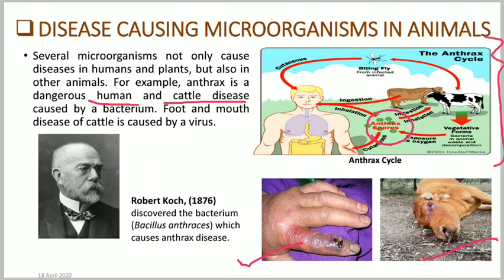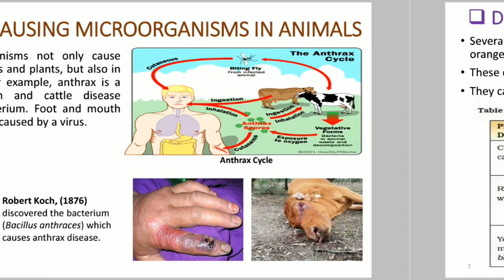Also, if a fly bites the cattle first, and then bites the human being, the anthrax disease can also transfer from the cattle to the human being. And the first anthrax, this Bacillus anthracis, was discovered by Robert Koch in the year 1876. So remember these points, students.